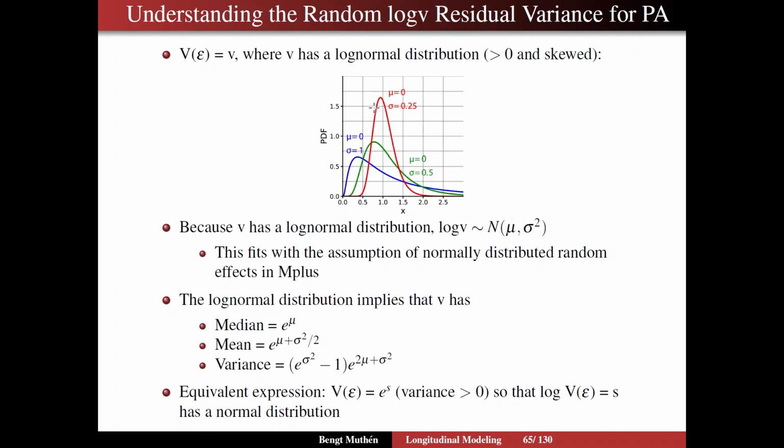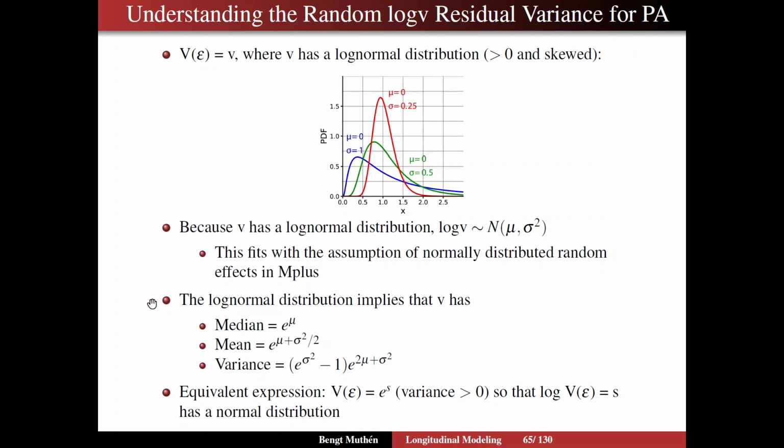Now, because v has a log normal distribution, the log of v has a normal distribution. So that's why we work with log v instead of v, because Mplus wants all of its random effects to be in the normal distribution family. So that fits with the assumption of normally distributed random effects in Mplus.